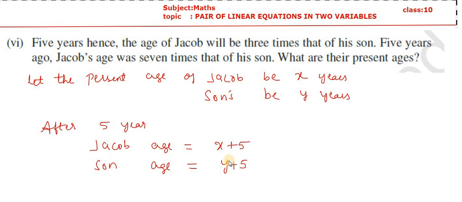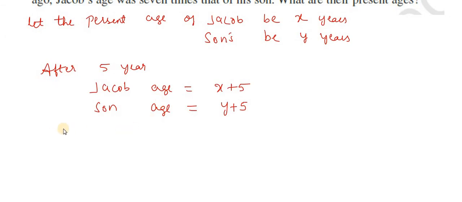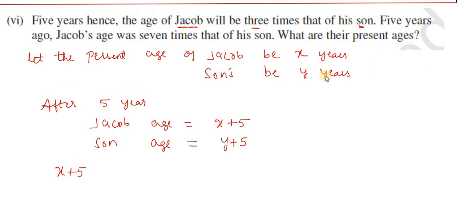According to the question, 5 years hence, the age of Jacob will be 3 times his son's. Therefore x plus 5, the age of Jacob after 5 years. What is the age of Jacob after 5 years? That is x plus 5. That age of Jacob, x plus 5, will be equal to 3 times his son's age, which is y plus 5.